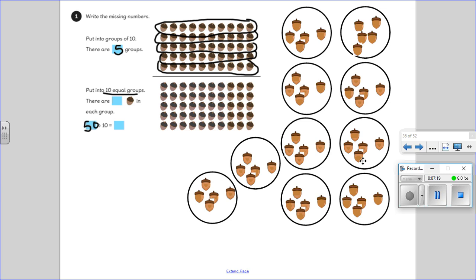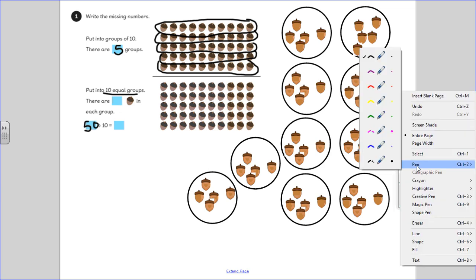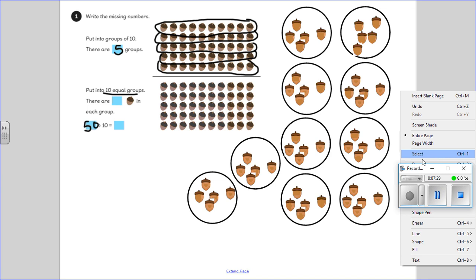Okay, so I've shared the 50 acorns into 10 equal groups. Okay, let's write our division equation. Let me get my pen.